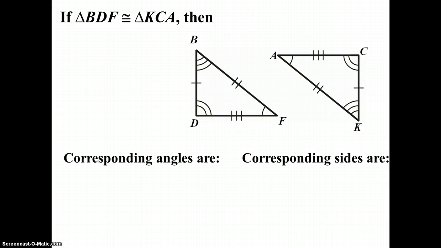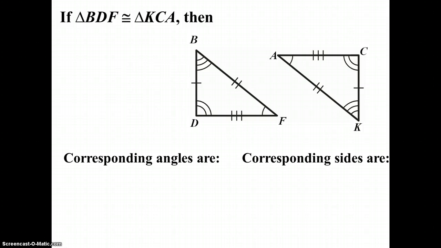So let's take a look at this picture. We're given that triangle BDF is congruent to triangle KCA. So looking at the pictures, I would like you to write the corresponding angles. What angle would correspond in triangle BDF to angle B as it would in triangle KCA? So please write underneath what the corresponding angles are. Angle B is congruent to, write it down. Segment BD is congruent to, write it down. We'll pause here so you have a chance to write it down, and then we'll check our answers.